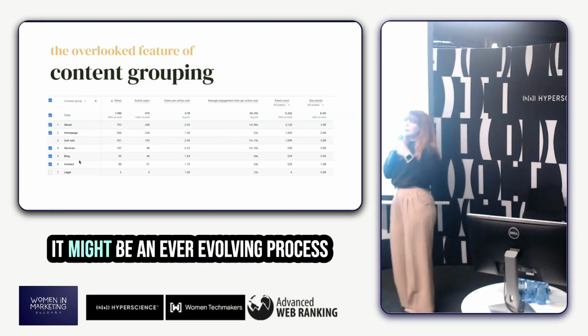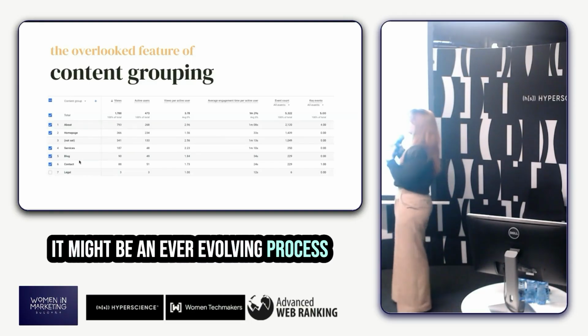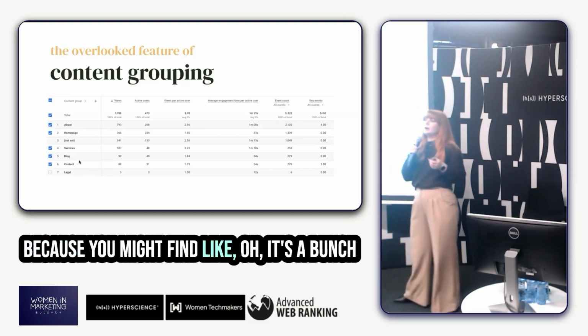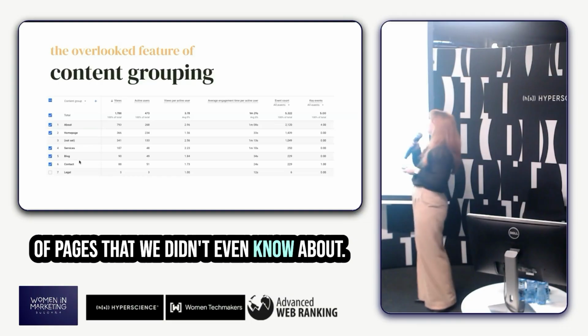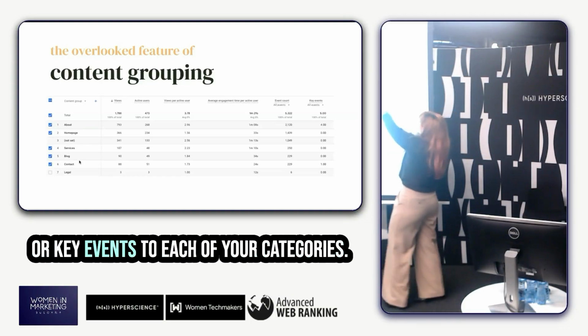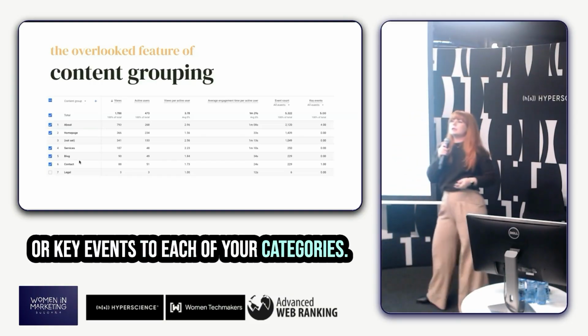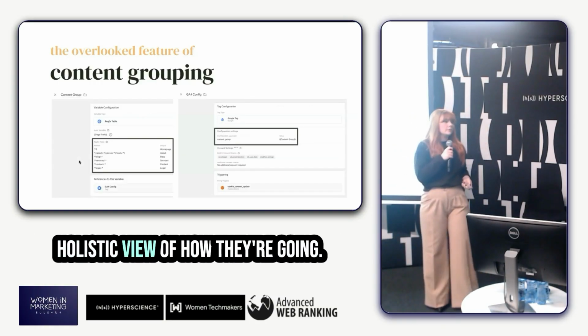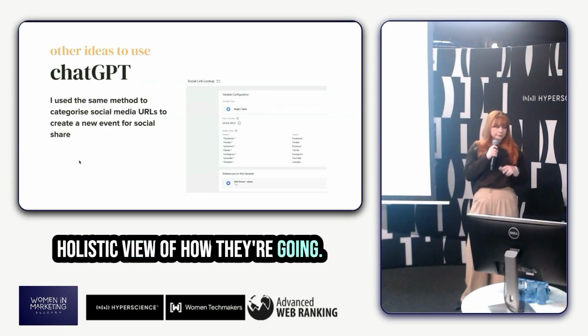And that's what I mean. It might be an ever evolving process because you might find there's a bunch of pages that we didn't even know about. And then you can apply your conversions or key events to each of your categories, and it gives you a really good holistic view of how they're going.